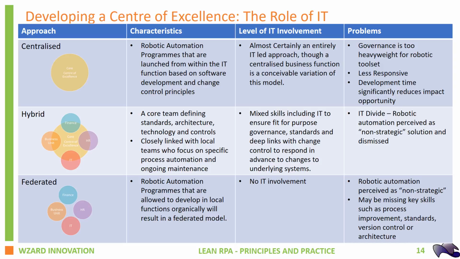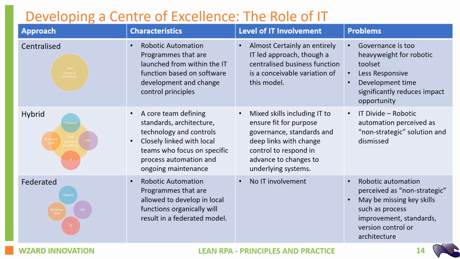The good news is more and more organisations are adopting a hybrid approach. But let's have a look at the different approaches and some of the challenges and problems faced regarding the IT involvement. So the centralized approach, the key characteristic is that robotic automations are launched from within the IT function and typically based on software development, change and control principles. It's almost certainly an entirely IT-led approach, though centralized business function is a conceivable variation of this model. The problem faced with a pure centralized approach is that governance is too heavyweight for the robotic automation toolset. It becomes much less responsive, and development time significantly reduces the impact and savings opportunities.